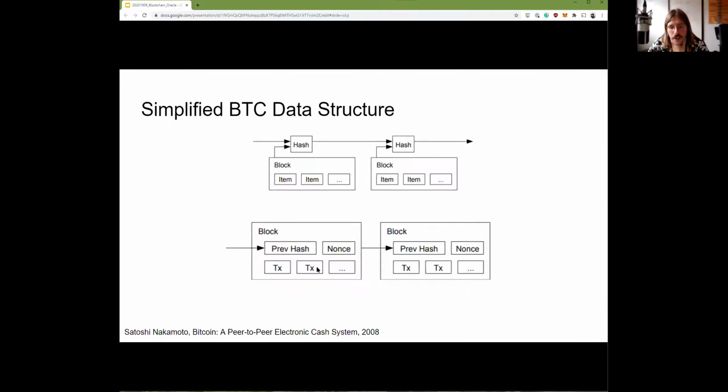Now, in case of Bitcoin, the actual data structure looks a little bit different. So we also have this nonce thingy, and this nonce thingy is the result of the proof of work. It is a solution of the proof of work. We will look at what it means in practice in a bit.